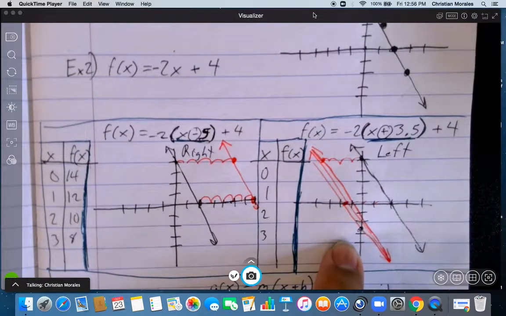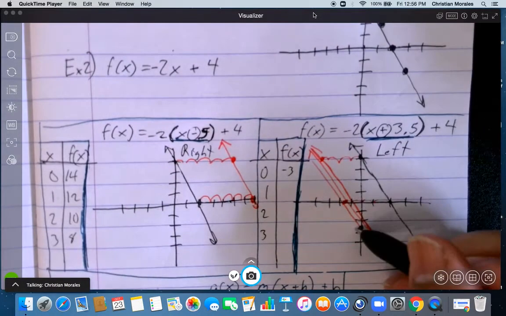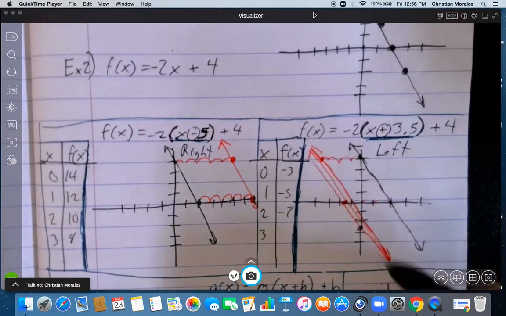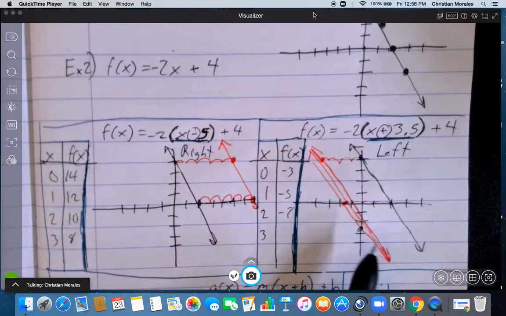Same thing here. If I plug in these points, you're going to see, okay, I got a -3. The next point would be -5. The next point would be -7. And you would see that the points line up. So you could use the table to graph the new line.